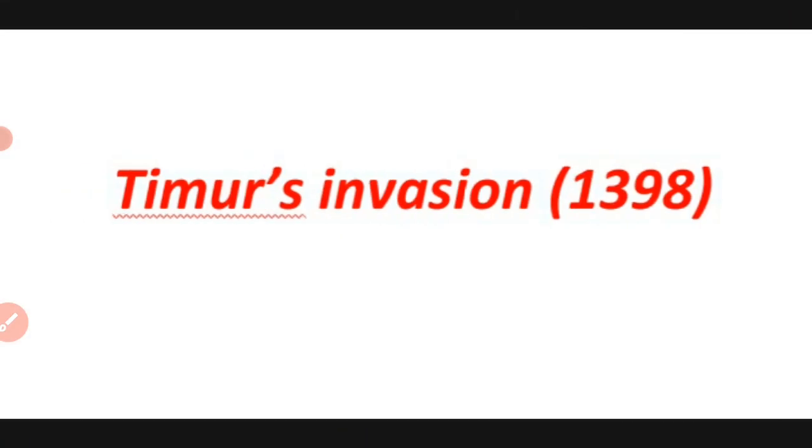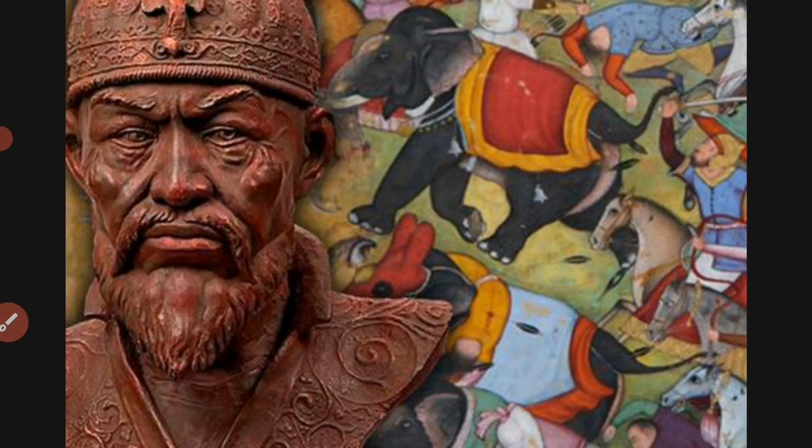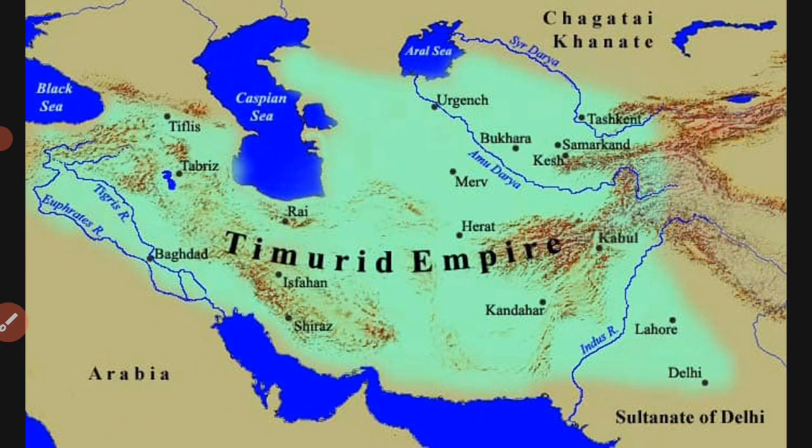Now let us see the Timur invasion which happened after the Tughlaq dynasty. The Mongol ruler Timur was the ruler of a large empire in Central Asia. Here you can see his empire. He invaded India and attacked and looted Delhi. His army massacred, killed thousands of people. With the loot he collected, he beautified his capital, Samarkand. Here you are able to see the capital, Samarkand.